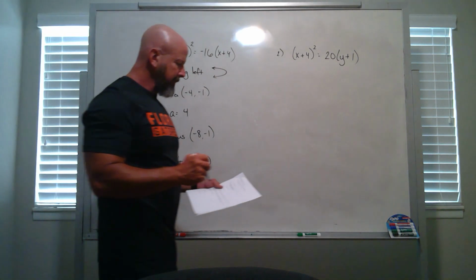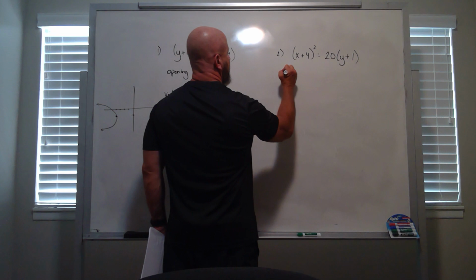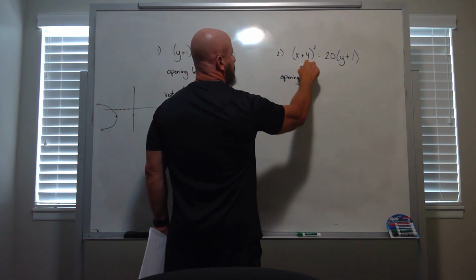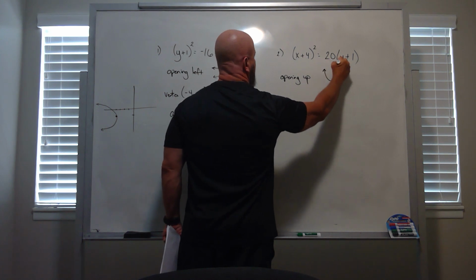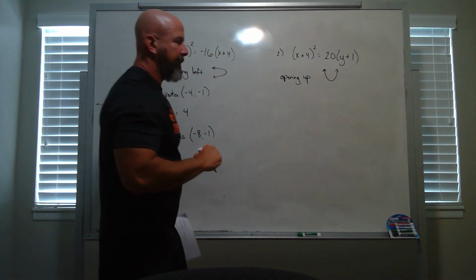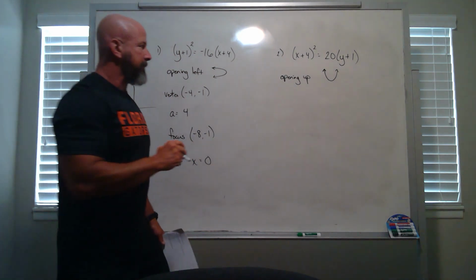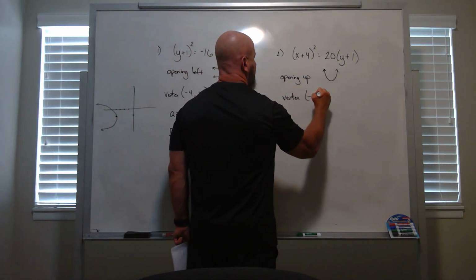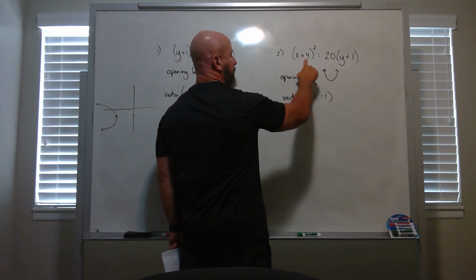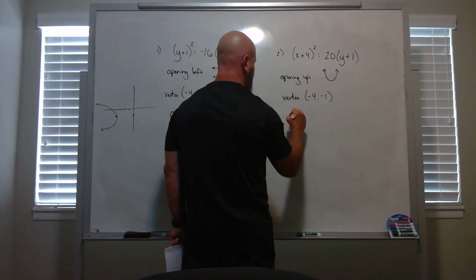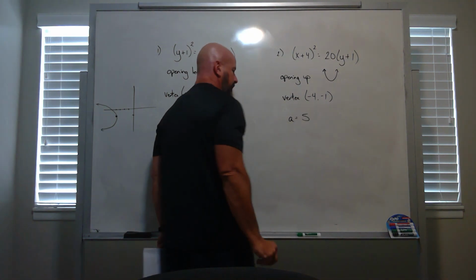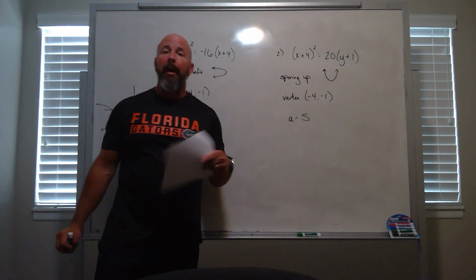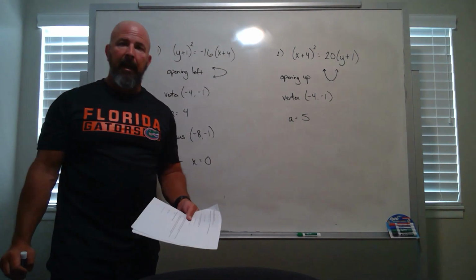So I can plot the vertex pretty quick and count if I need more of a visual. The second one, this one is opening up. I see the x squared, I see the positive. So in other words, looking something like that. Vertex, -4, -1 again. And h is with x, k is with y. The a value this time is 5. I've got a 20, so if 4a equals 20, that would give me an a value of 5.